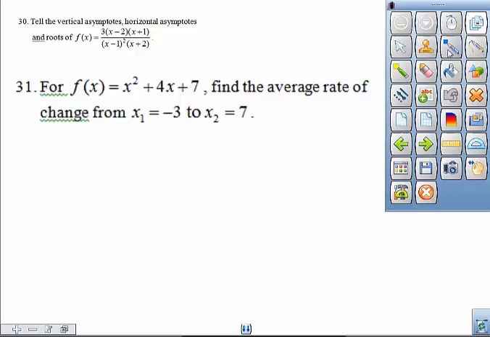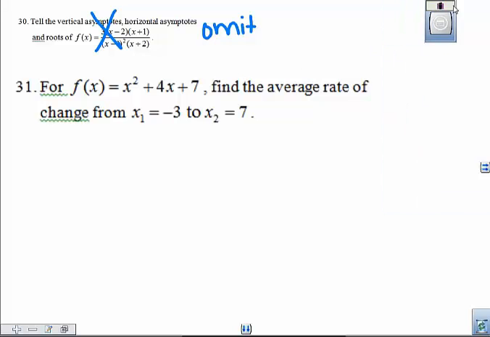Alright, so we're picking up on 31. You were supposed to have omitted number 30. 31 is asking you, given this function, find the average rate of change. Okay, average rate of change is just another way of saying slope. So you need to remember the slope formula.